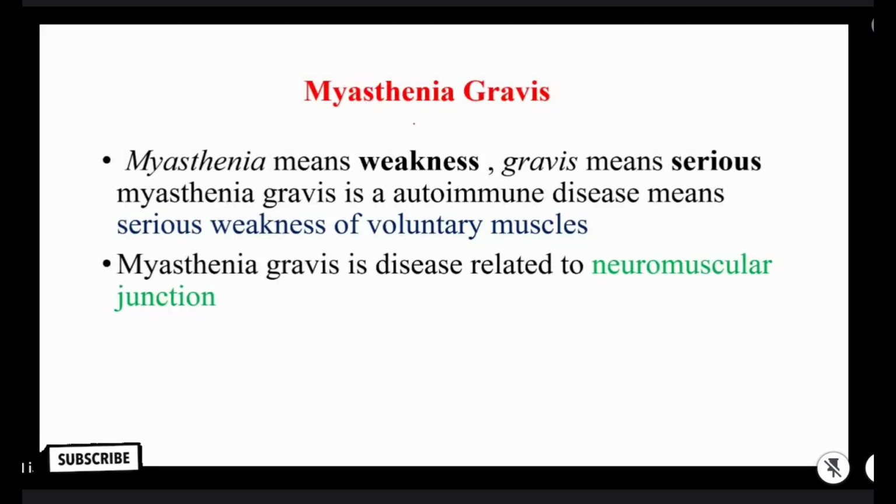Good evening, everybody. In today's lecture, we learn about myasthenia gravis. What is myasthenia gravis? Myasthenia stands for weakness and gravis stands for serious. Myasthenia gravis is a chronic autoimmune disorder, which involves serious weakness of the voluntary muscles. It is a disease related to the neuromuscular junction.